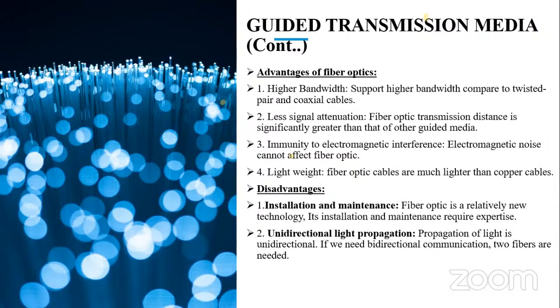And unidirectional light propagation. Propagation of light is unidirectional, it's only in a straight line. If you need bidirectional communication, two fibers are needed. It will travel only from source to destination actually. If you need both, in half duplex, you need two cables. And cost is also high. That is one more disadvantage.